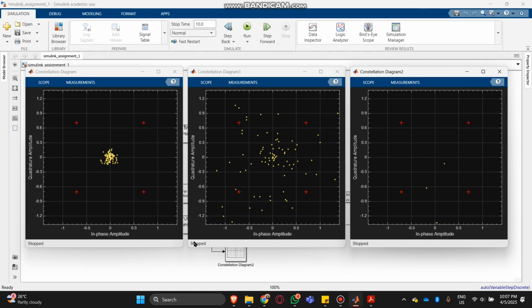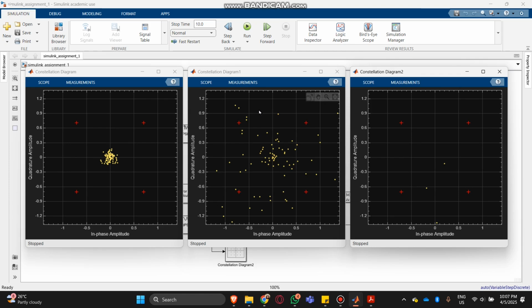Then we got three output diagrams. Based on the three constellation diagram results, these diagrams together demonstrate how QPSK OFDM performs in noisy conditions and how signal quality improves through different processing stages. The first constellation diagram represents the output during initial signal generation. This shows a tight cluster of points near the origin.